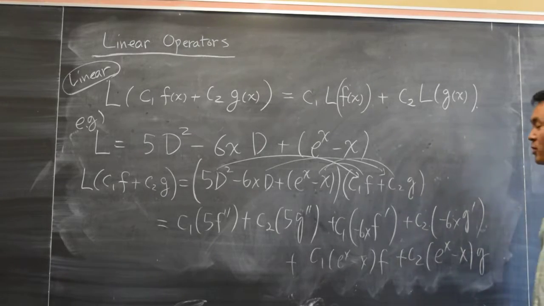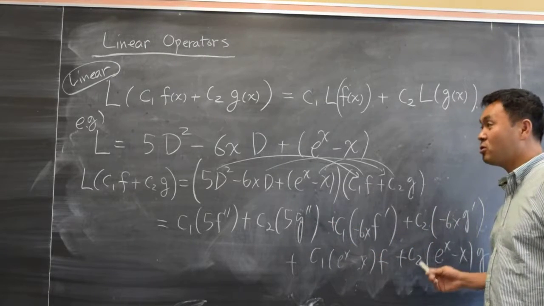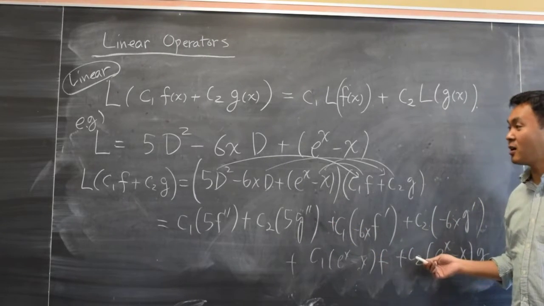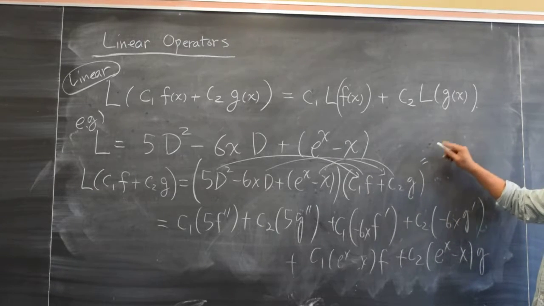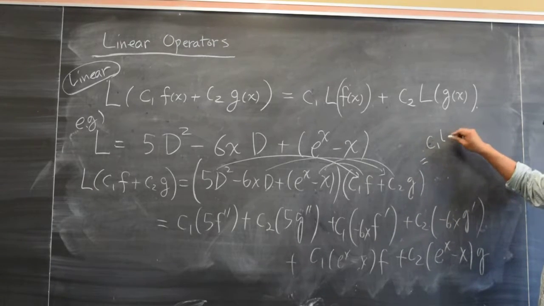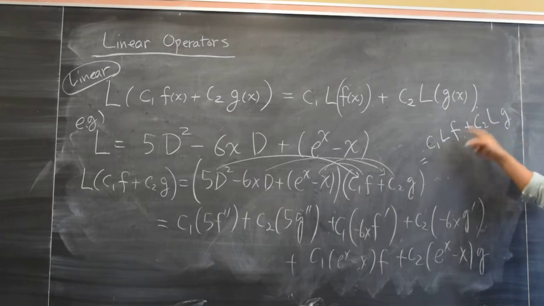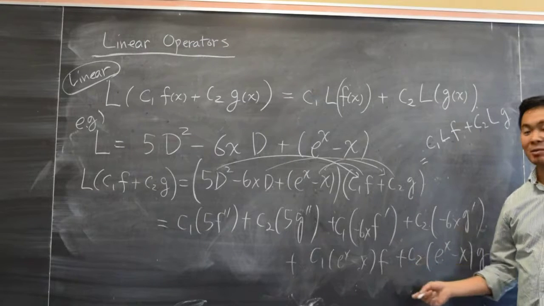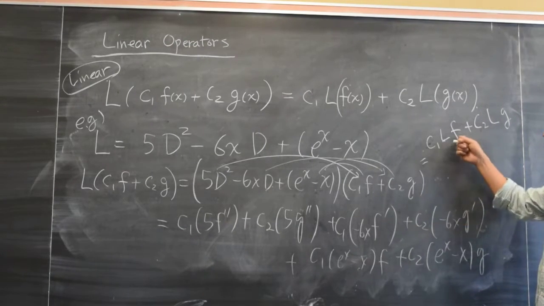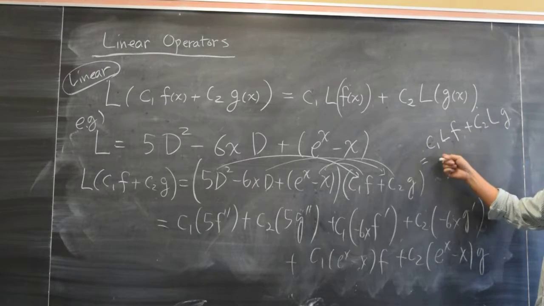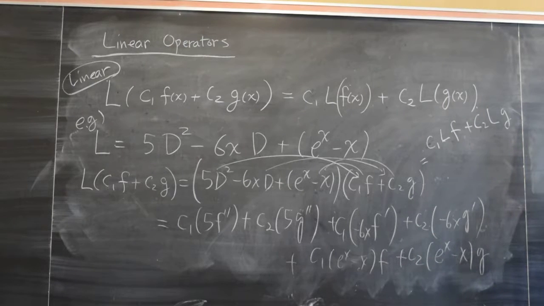Then if you collect the ones with C1s and the ones with C2s, you will see that what you get is exactly the same as what you would have gotten if I applied L to f and L to g separately and multiplied these two. I'm skipping some steps here because it's getting boring, but if you actually computed this and this separately, multiplied by C1 and C2 and added them together, you'll see that they are indeed the same.